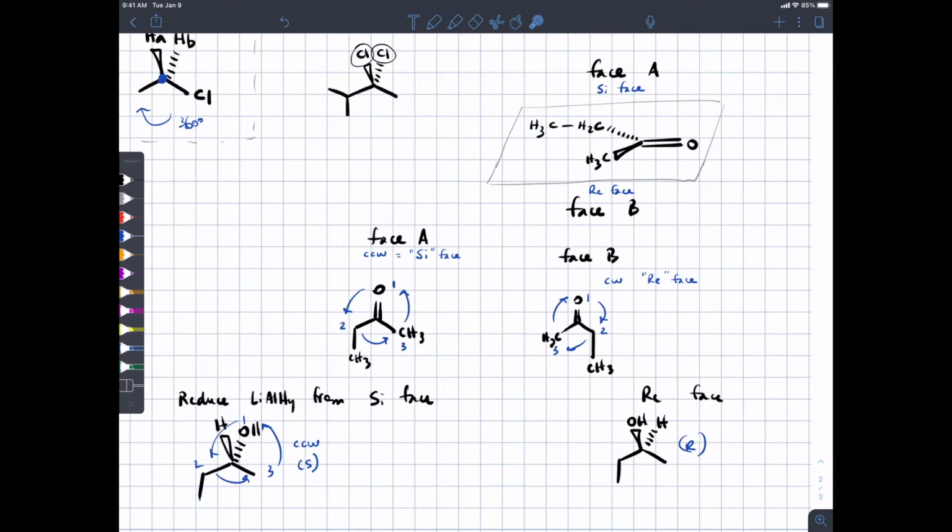Yeah? And those two would show up 50-50, right? They would show up 50-50 unless you're in a chiral environment. So if you had a chiral reducing reagent, you could, in principle, select for one face over the other. Because remember, enantiotopic groups or enantiotopic faces are only the same except in a chiral environment.